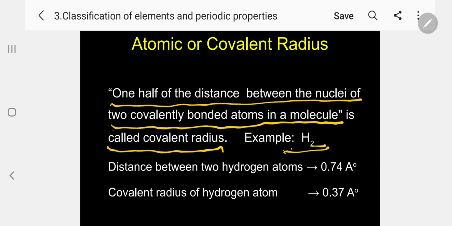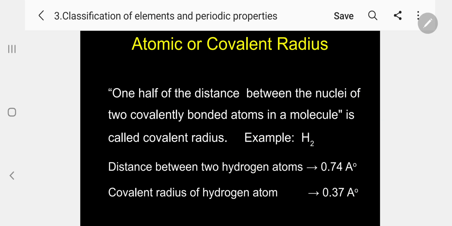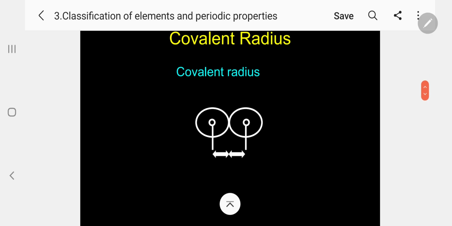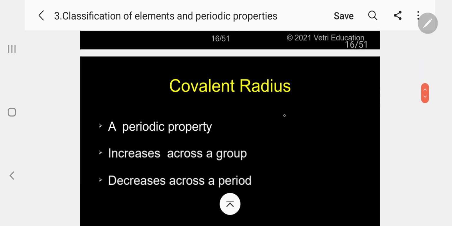See, say for example, hydrogen. I measured the distance between two hydrogen atoms, that is, two nuclei. The distance is 0.074 nm. And half of this is nothing but the covalent radius, 0.037 nm. This is the covalent radius. Please follow. Atomic or covalent radius increases down the group and decreases across the period. This is the covalent radius, the diagram you can see.